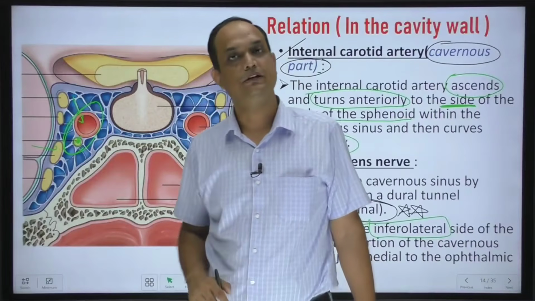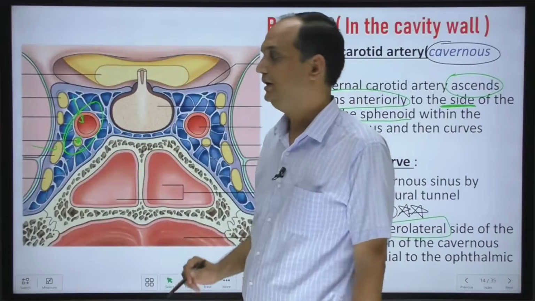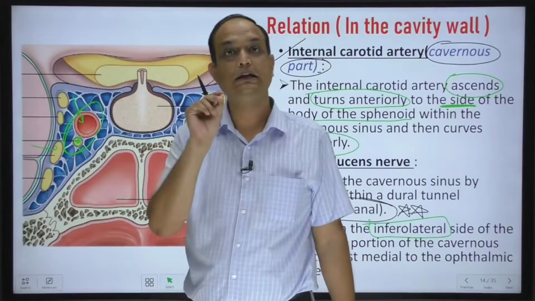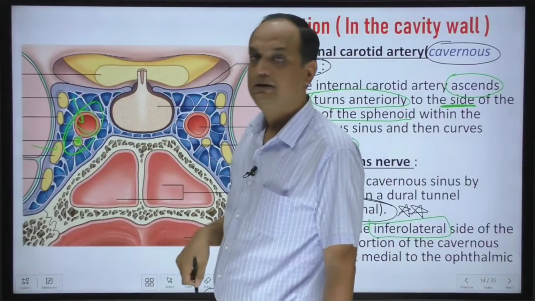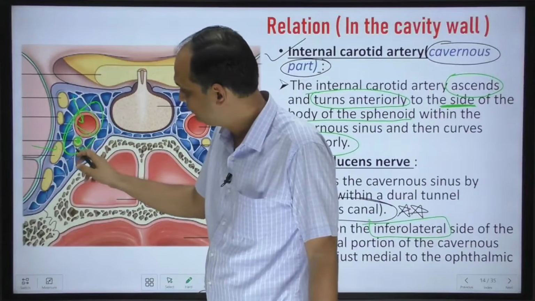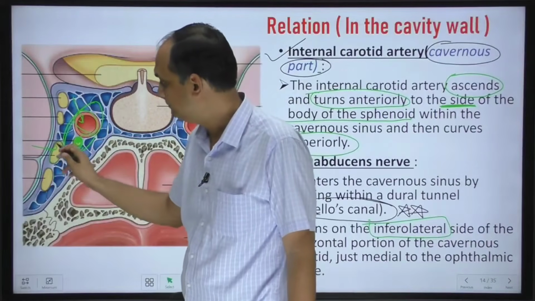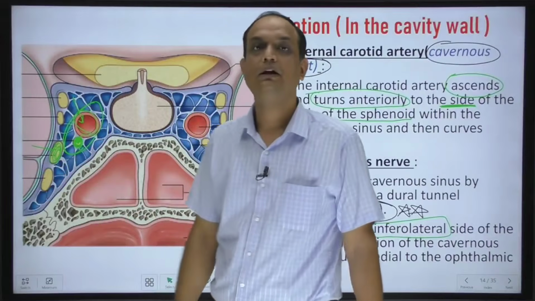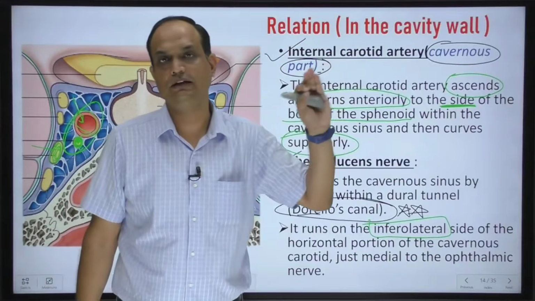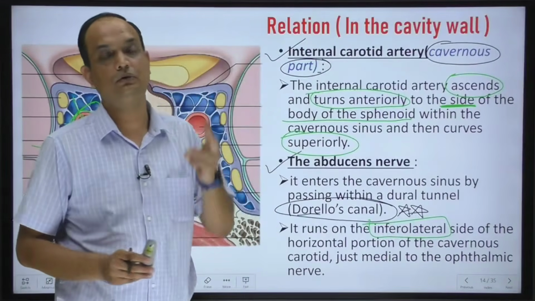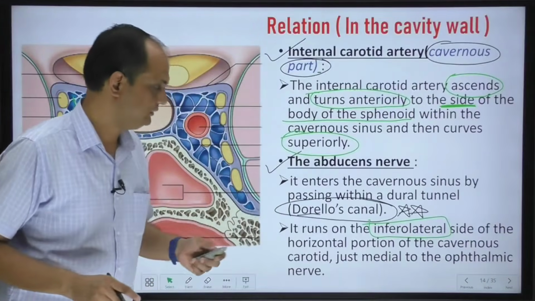Answer is the abducent nerve. So when you see this diagram, what you are able to appreciate is that there are three things you have to identify. First is the internal carotid artery. Second, you have to look for this abducent nerve, and just lateral to the abducent nerve you have the ophthalmic division of your trigeminal nerve. Clear? So in the center, in the cavity, you are able to see two structures: the cavernous part of the internal carotid artery and the abducent nerve.